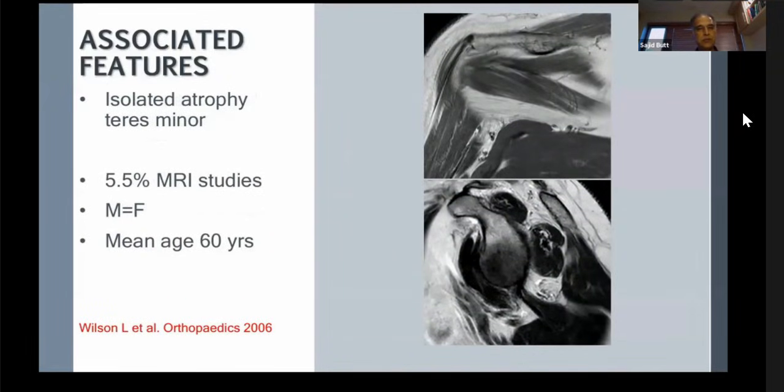What are the associated features of rotator cuff tear? We can get isolated atrophy of teres minor. This is a coronal image. That's the lateral side. This has been imaged right at the back. And notice infraspinatus, that's supraspinatus there, infraspinatus muscle belly, and below that is the teres minor, marked atrophy of teres minor. Sagittal imaging, that's the front, subscapularis, that's supraspinatus, that's infraspinatus. And notice that teres minor is completely and utterly atrophic.